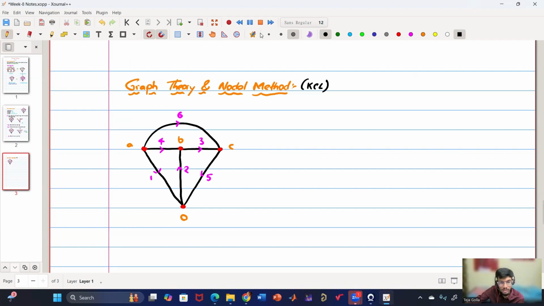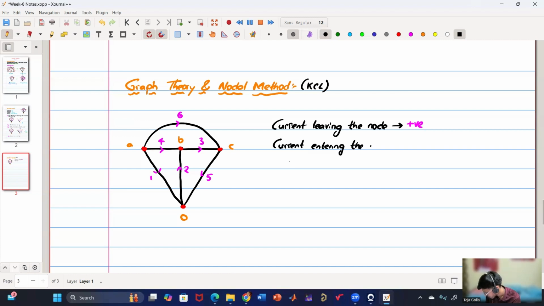Clear, sir. Okay. So the convention that will be considered is: current leaving the node is positive, and current entering the node is negative.